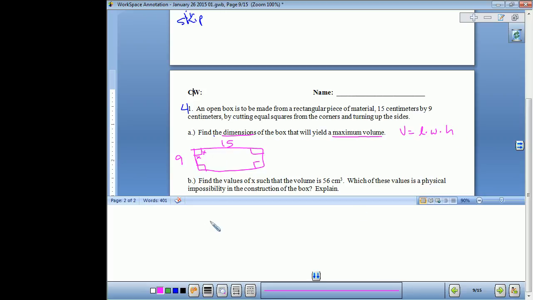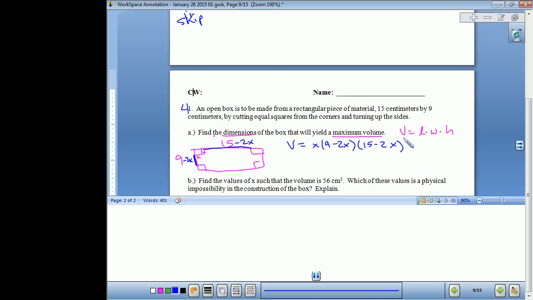Now, once we create the box, this is our length, and this is our width. So what's left for the length? 15 minus 2x. And the width? 9 minus 2x. Very good. So my dimensions are x times 9 minus 2x times 15 minus 2x.